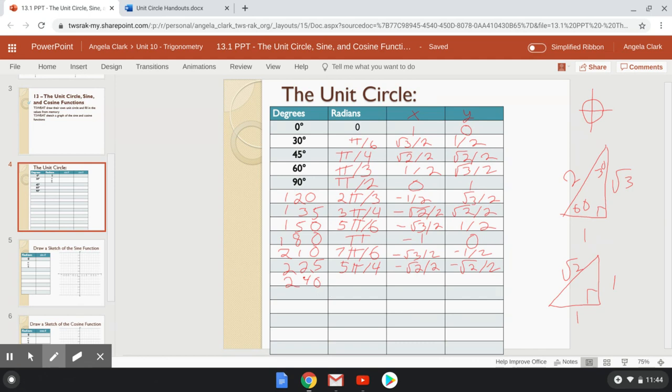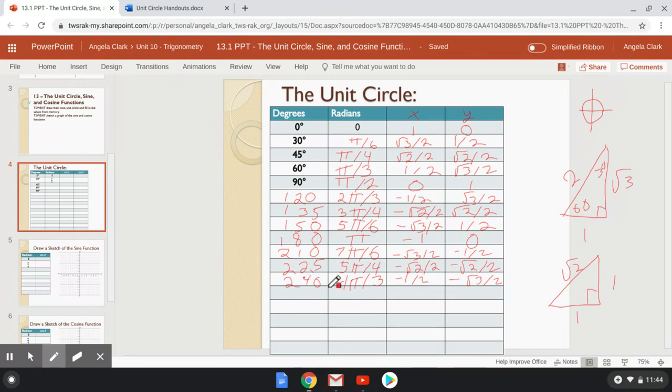All right, so this is our 60-degree angle. So we're going to be at 4 pi over 3. Notice all of the 60-degree angles have that 3 in the denominator. And so this is going to be just like 60, except everything's going to be negative. So we're going to have negative 1/2 and negative square root of 3 over 2.